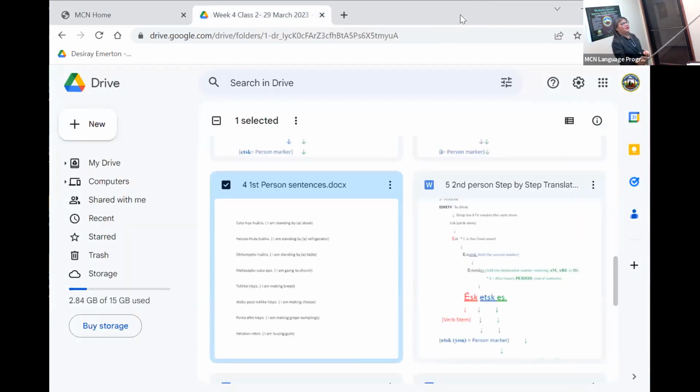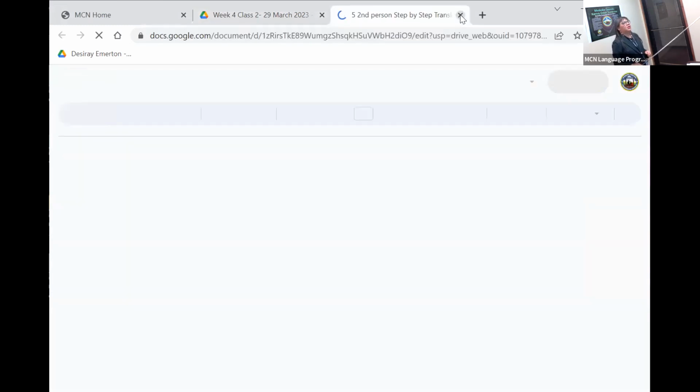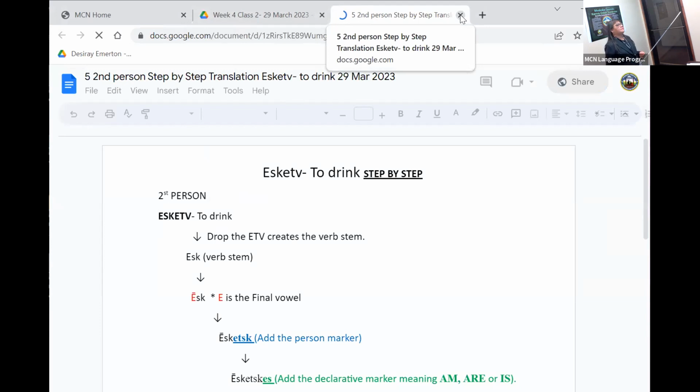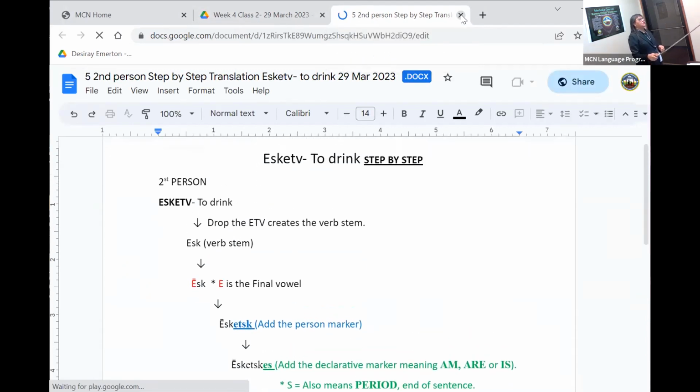All right, so now we are going to our second person translations. So we went from first person, I am doing something, to second person: you are doing something.